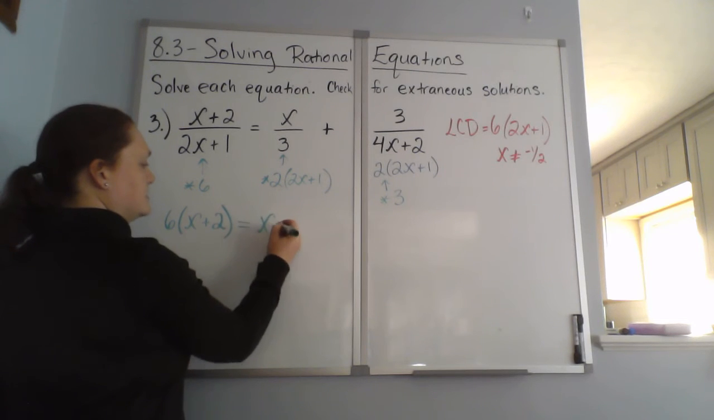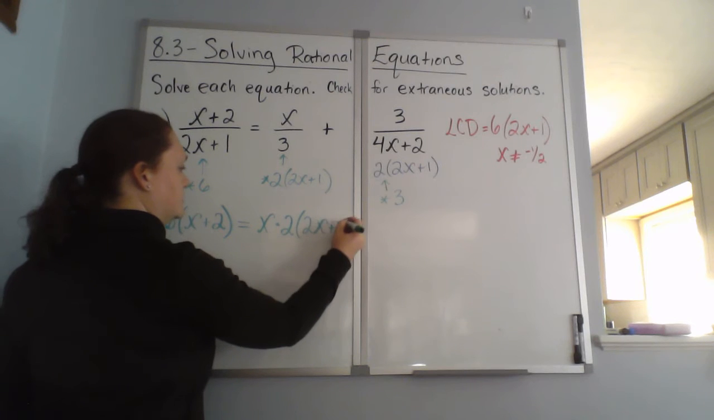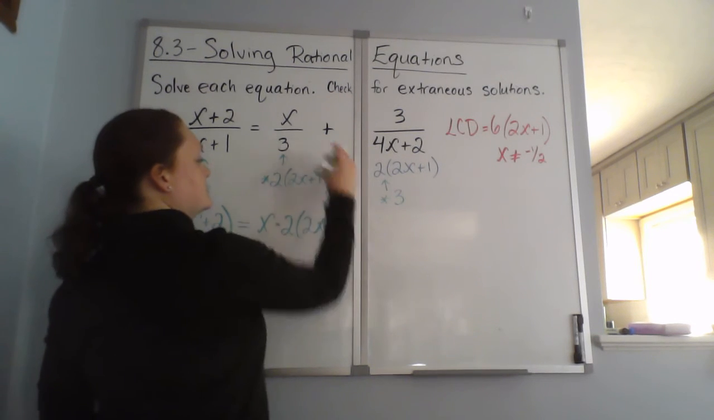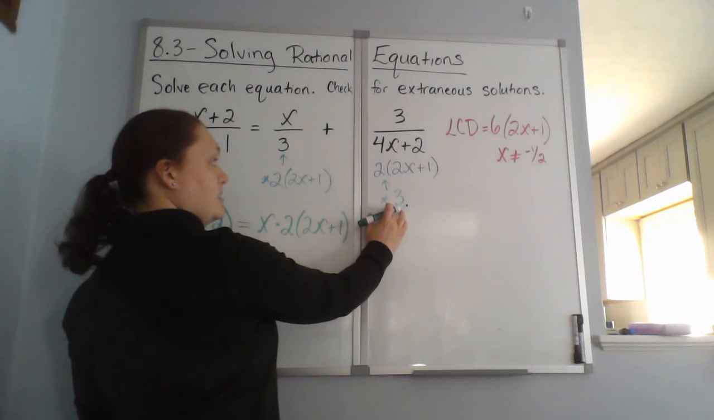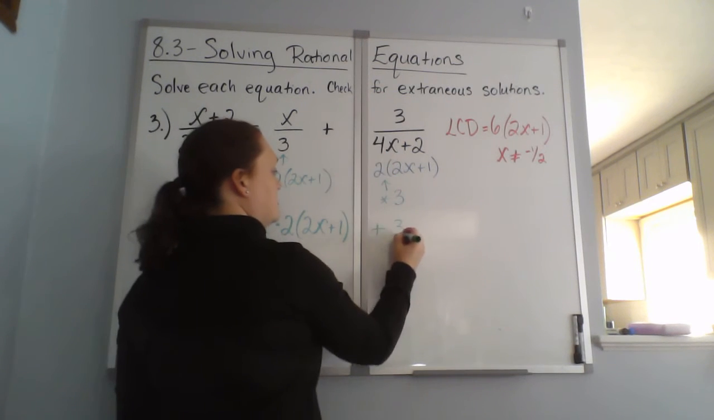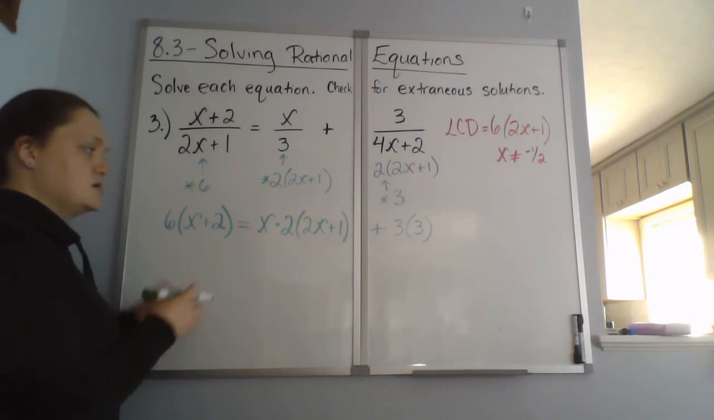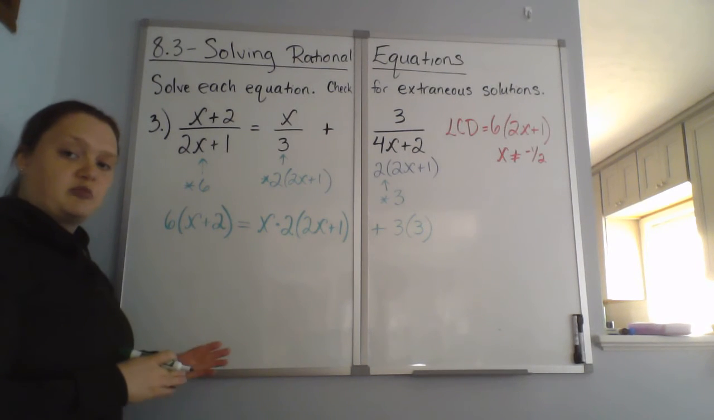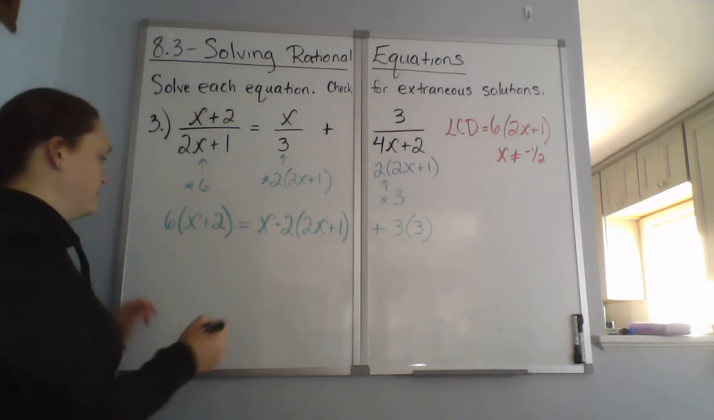So I have x times 2 times 2x plus 1 plus, and I said that this fraction just needs to be multiplied by 3, so I take that 3, multiply it by the new 3, so that's going to become a 9. Okay, so this is the equation I want to solve. We're going to do a lot of distributive property to simplify this down, combine our like terms, and then get a game plan from there.